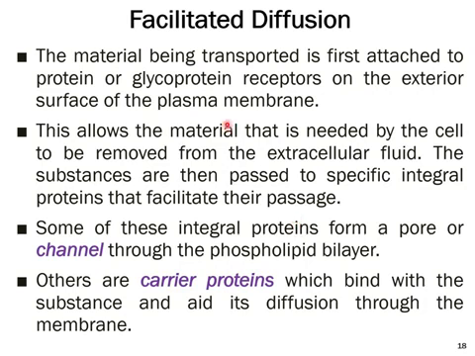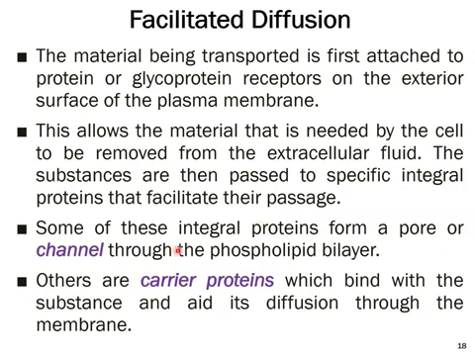The material being transported is first attached to the protein or glycoprotein receptors on the exterior surface of the plasma membrane. So the first thing is the attachment of the material which needs to be transported inside the cell. This allows the material that is needed by the cell to be removed from the extracellular fluid. When the material is attached to those protein receptors, it is removed from the extracellular fluid, and then substances are passed to specific integral proteins that facilitate their passage. So first it is attached to the receptors outside the membrane, and then the substance is moved to the specific proteins which allow its passage through the membrane.